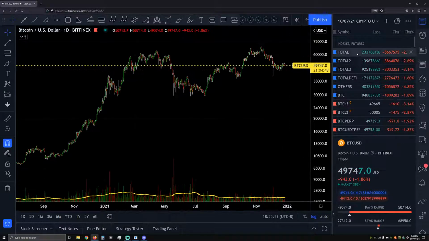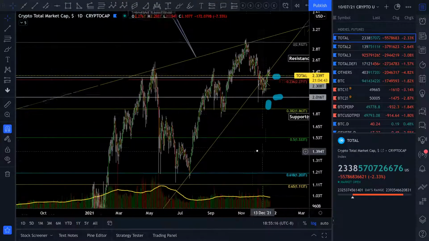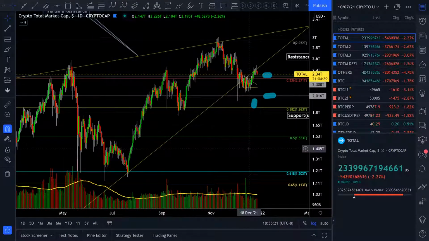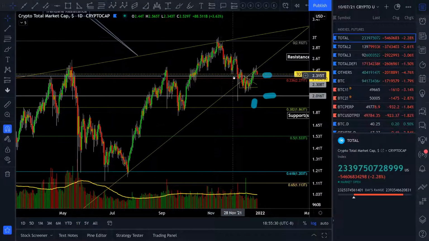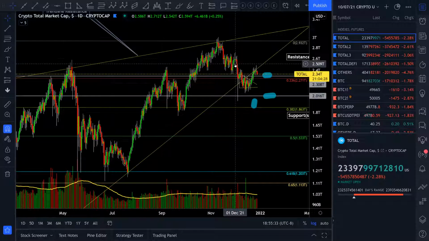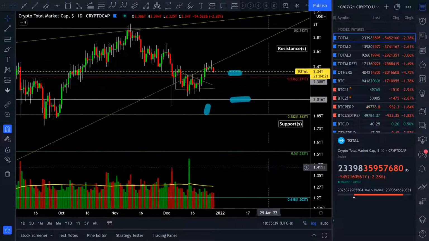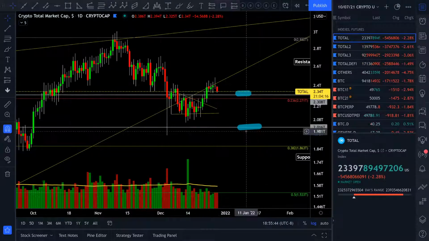Before we even go to Bitcoin, we'll start off with total market cap. Why do we start off with total market cap? Because it is representative of the entire cryptocurrency marketplace. How we use this is to track the total market cap price of essentially the entire cryptocurrency market. This is a very large US dollar value here, and we can get some clues from this chart even before Bitcoin makes a move.